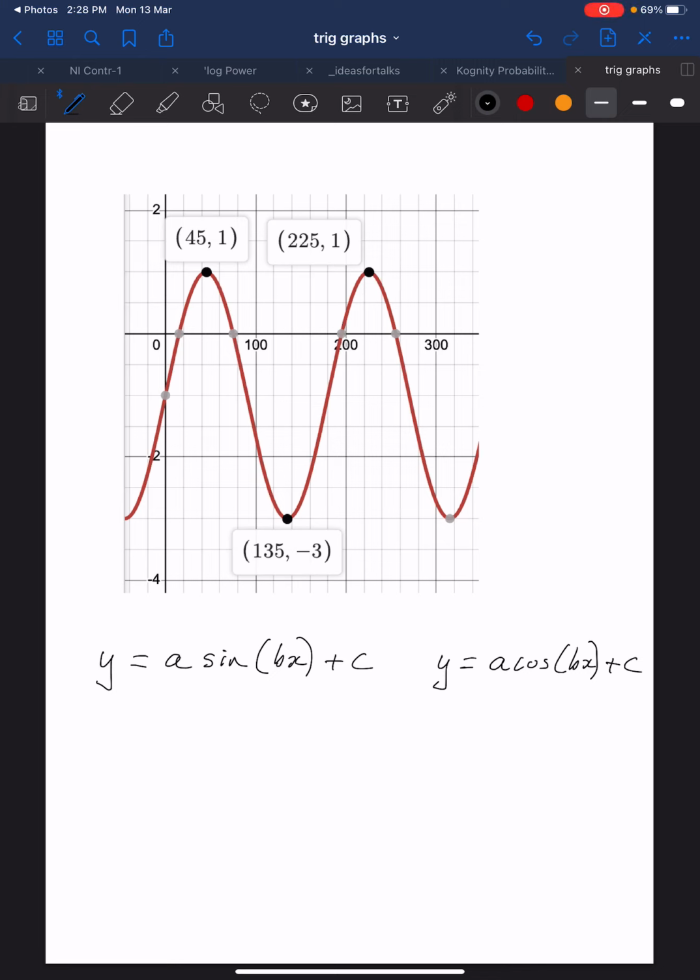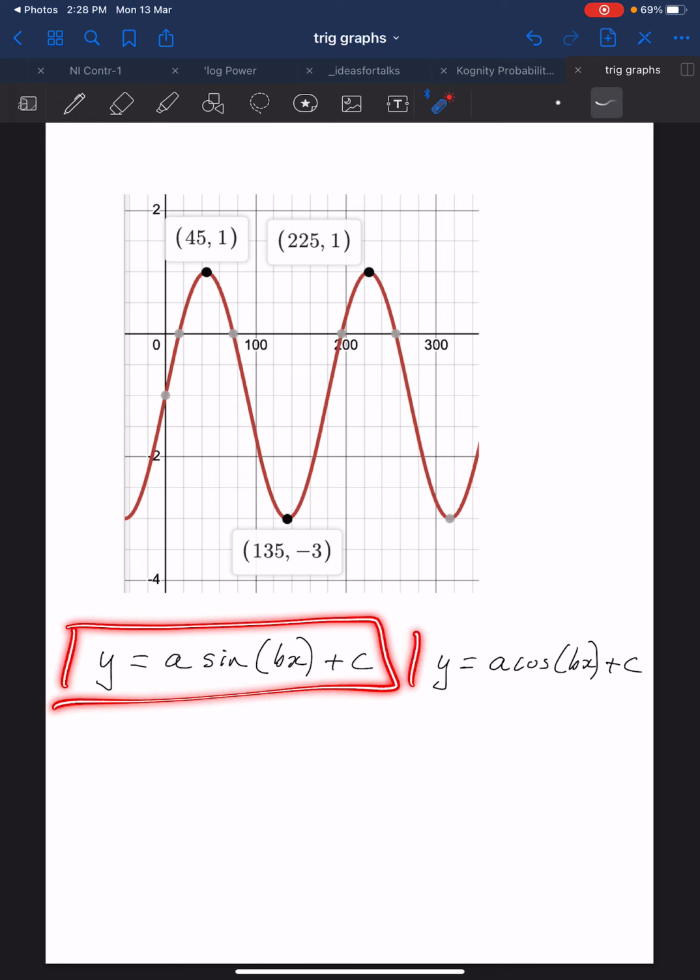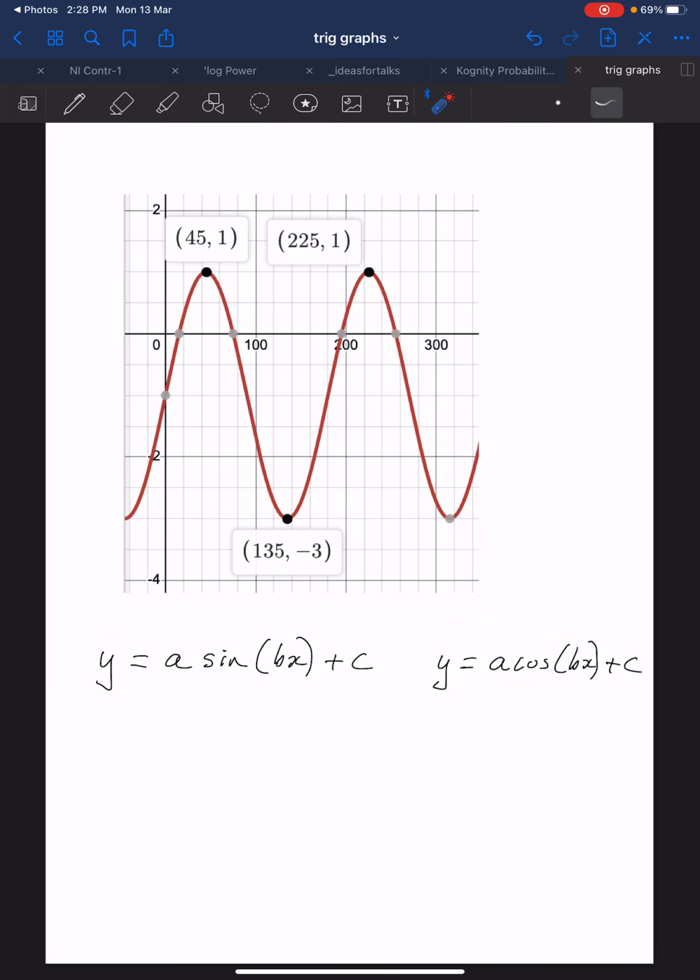Okay, so we have a trigonometry graph, a trig graph. It's either a sine graph or a cosine graph. And there's a number of things we can do to try and help us find which of these models we should choose and what is the value for A, B and C.